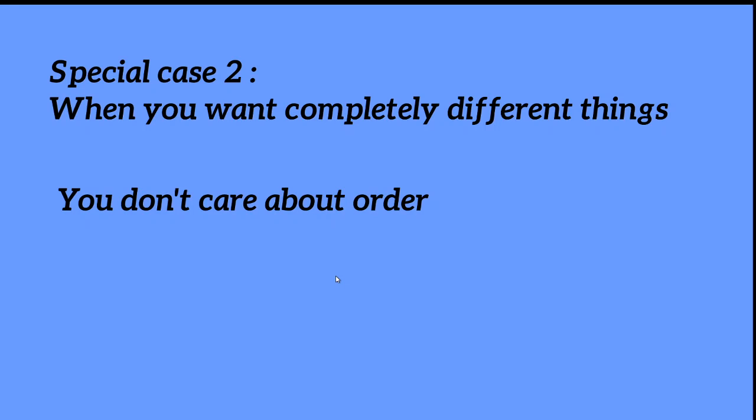Okay. So special case number 2. When you want completely different things, and you don't care about the order. See, first of all, permutations is about order, and saying that you don't care about order is actually blasphemy. But suppose you want completely different things. For example, let us look at an example.